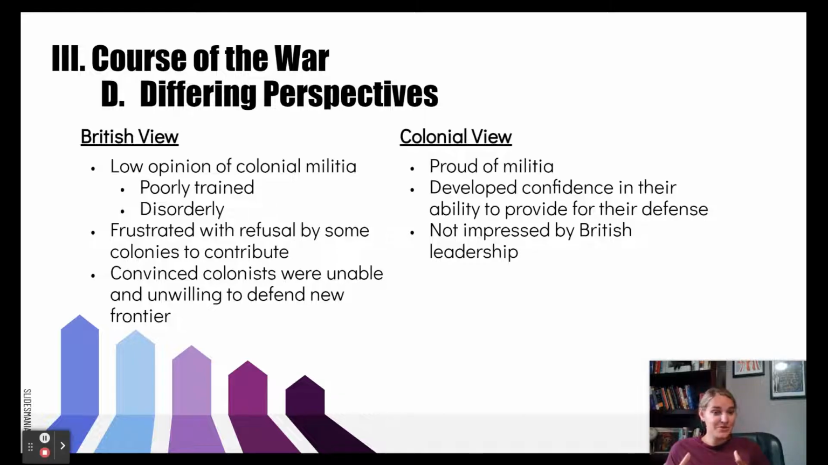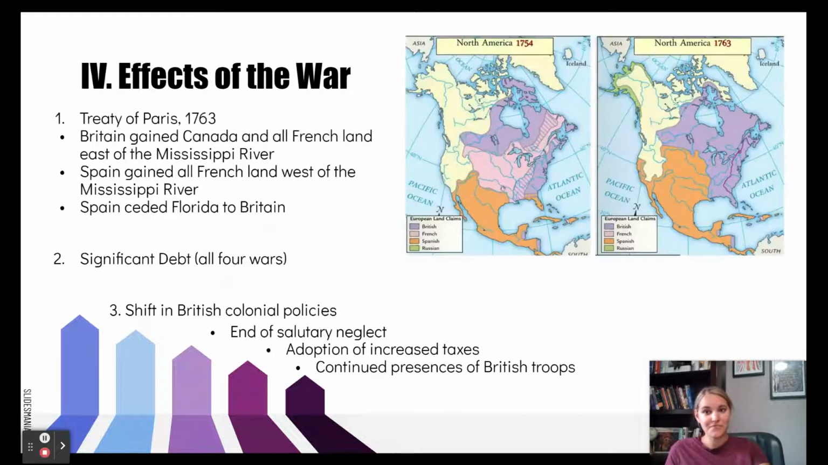Now, the colonial view is they were very proud of the militia. They believed that they had defended their territory well against the French. They grew their confidence, and they were not impressed by the British leadership. And so you can see how these views would have an impact when the Revolutionary War movement begins to emerge.